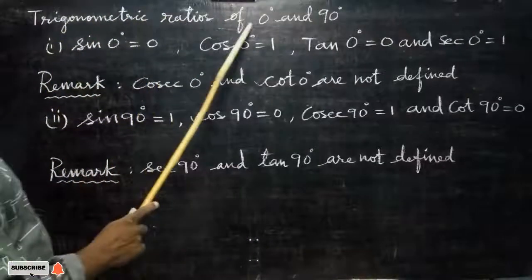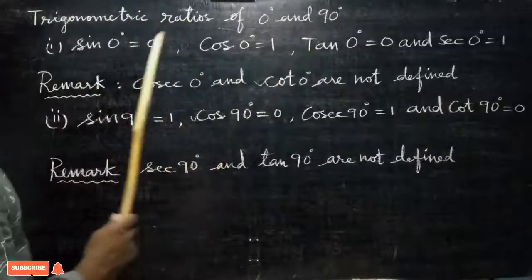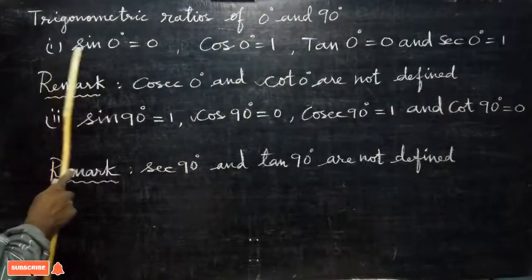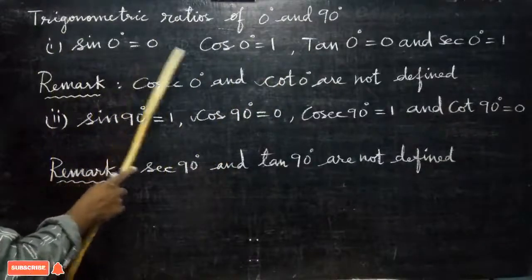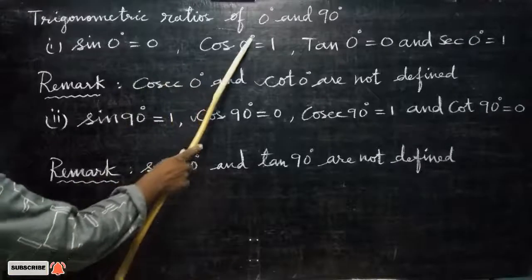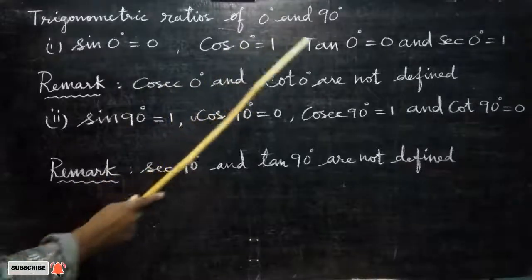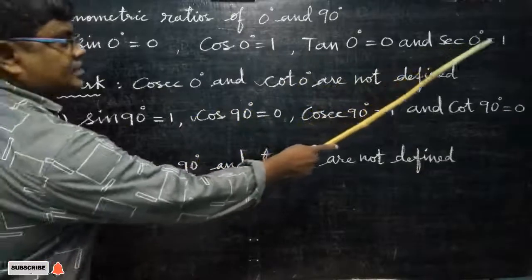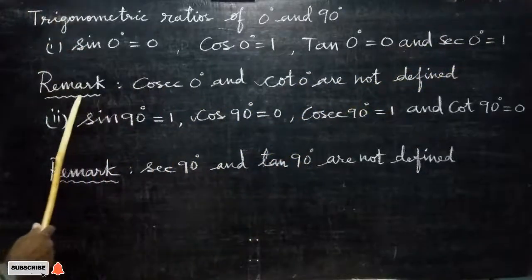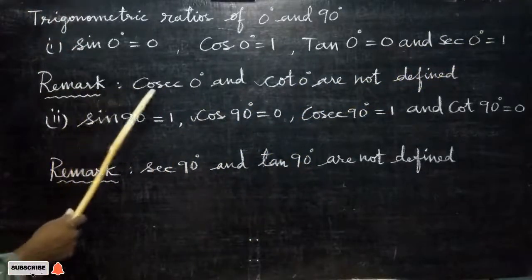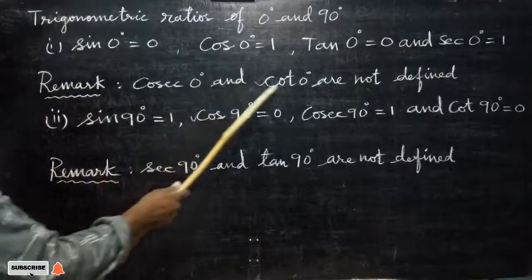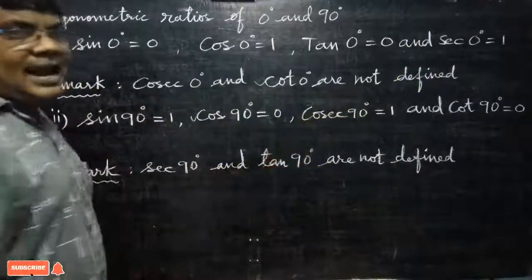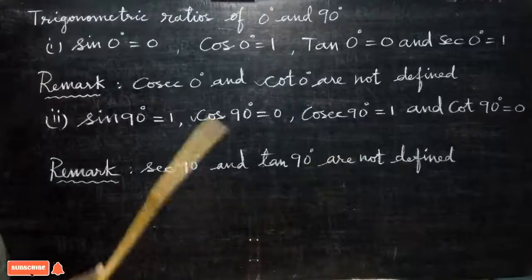Trigonometric ratios of 0 degrees and 90 degrees. First one, sin 0 is equal to 0. Cos 0 degrees is equal to 1. Tan 0 degrees is equal to 0 and secant 0 degrees is equal to 1. There is one remark. Cosecant 0 degrees and cot 0 degrees are not defined, undefined, infinity.